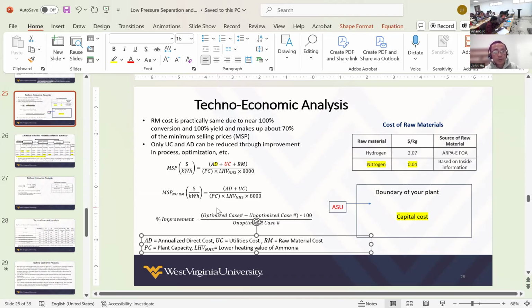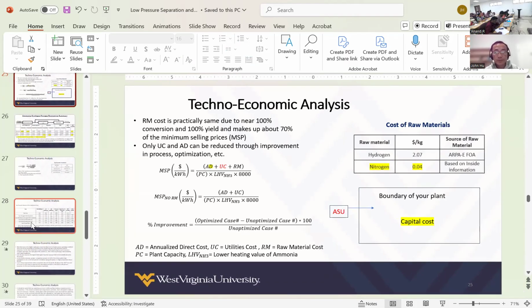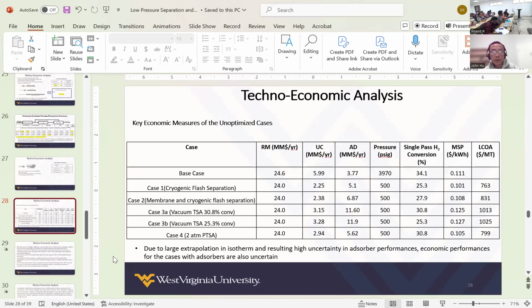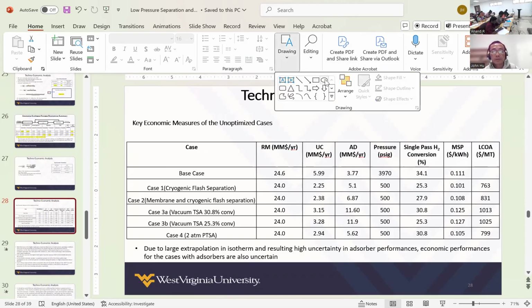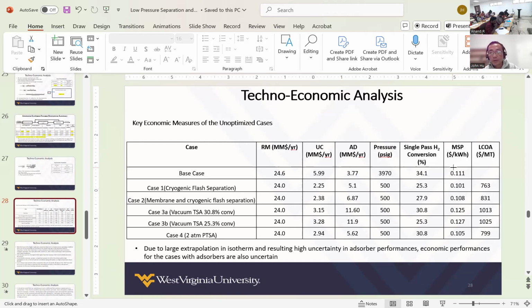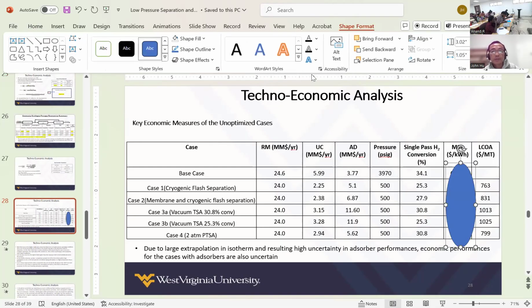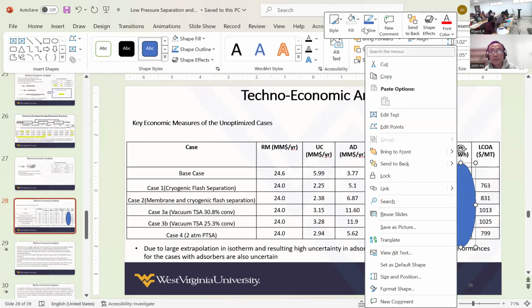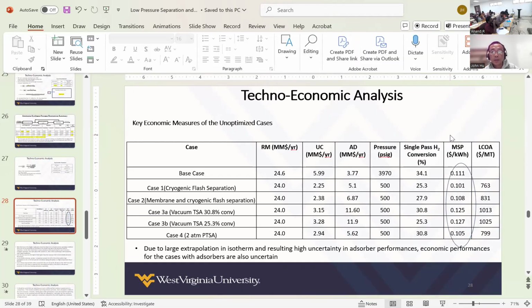Okay, so now I'm going to flip to the next one, and then what's the result of different cases. So this is the result, okay? Okay, I'm gonna circle this. Here's the result. Yeah, I hope you understand engineering economics.